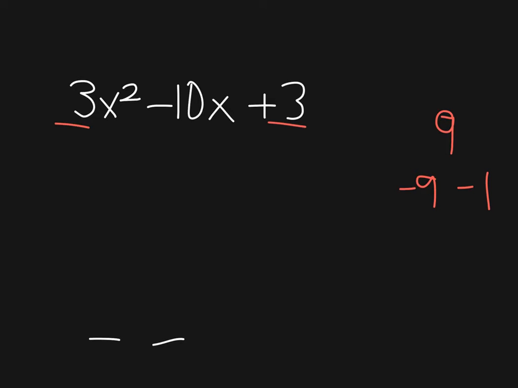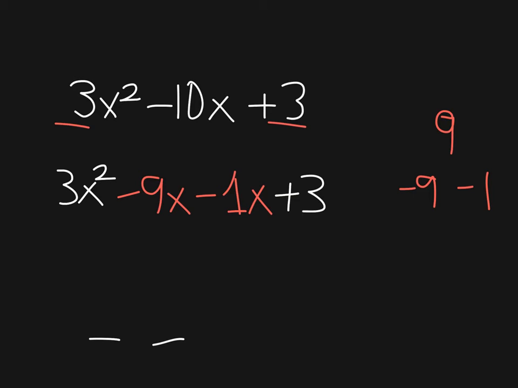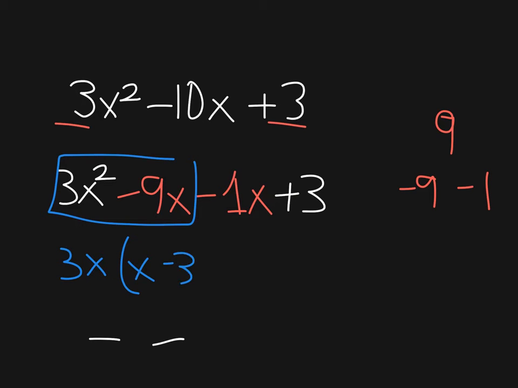So let's look here. When I rewrite this problem, it's going to be 3x squared minus 9x minus 1x plus 3. So now I'm going to look at these pairs again. What can I factor out of here? I can factor out 3x. When I factor out 3x, I'm going to be left with x minus 3. If I multiply that out, I'll end up back to that expression that's in the box.